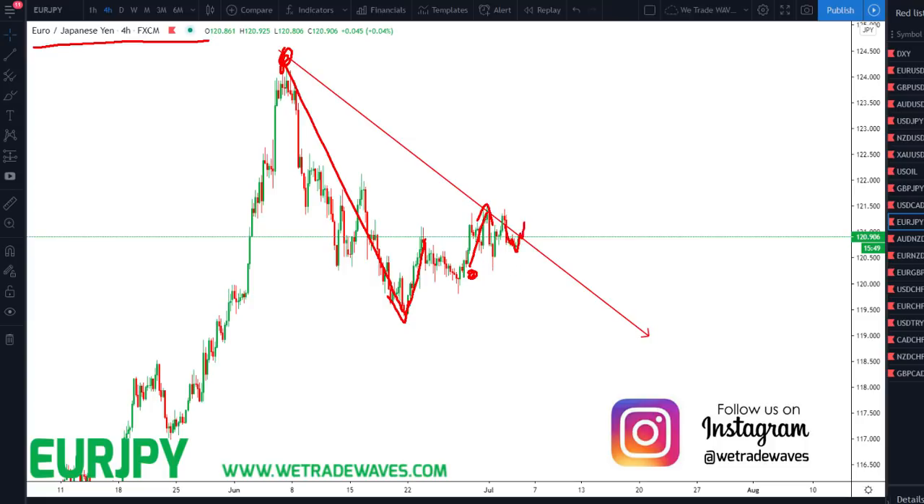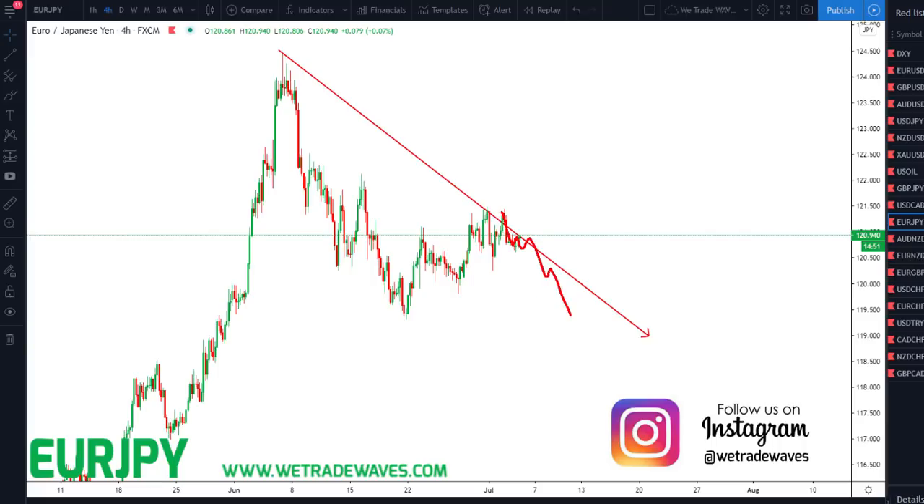Why? Because here we might be getting one more push up. Any buy setup we see here, we will ignore. Why? Because the bigger wave and the bigger direction for this one is toward the downside. So any sell setup will be a valid sell setup, and any buy setup, we will ignore it.